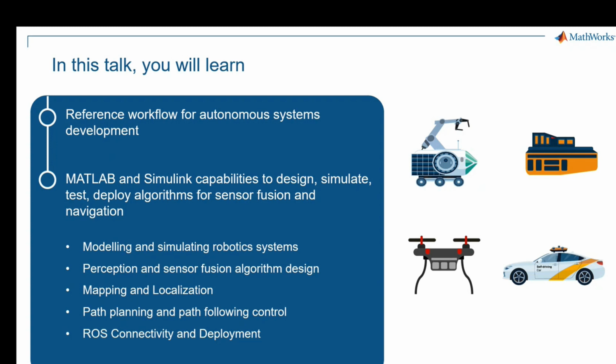These algorithms are necessary for autonomous systems to understand the environment and to know where the system is located inside this environment. Once we have this information, we can actually start to plan our tasks, so have some steps of path planning and then control the robot. We also talk by the end of the presentation about the deployment and the connectivity to the ROS environment.